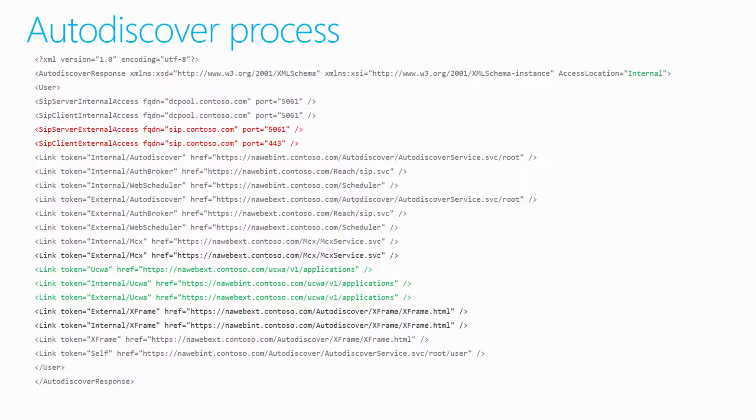The part highlighted in green is the UCWA information. We will cover that in more detail later on. And this is something that you would see only in Lync Server 2013 or Skype for Business Server 2015, but not in older versions, because UCWA was introduced in Lync Server 2013.